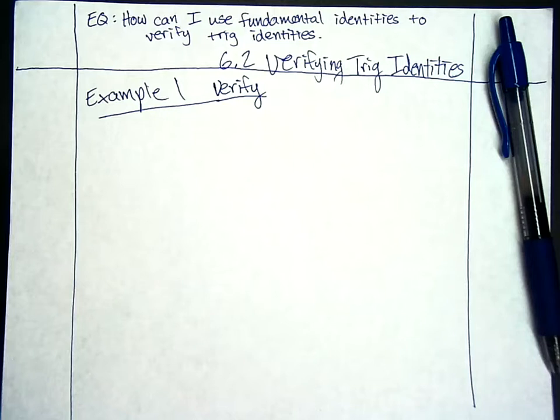Hôm nay mình sẽ học chương 6 bài 2 Verifying Trig Identity. Câu hỏi của bài này là tôi phải dùng Fundamental Identity để verify Trig Identity làm sao?